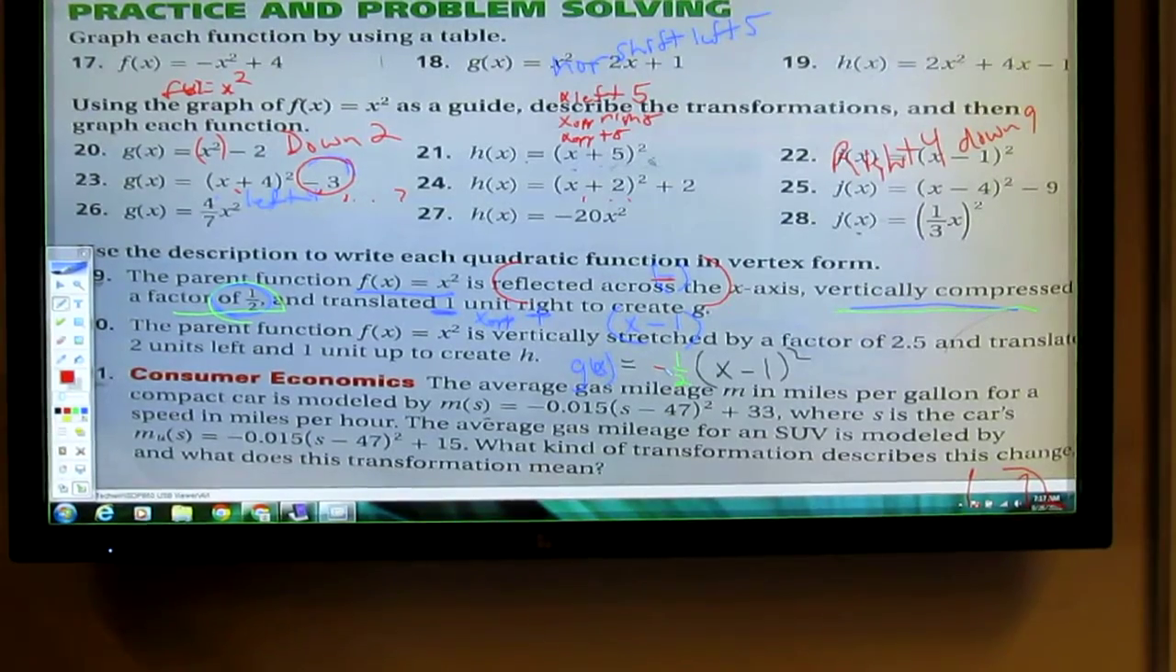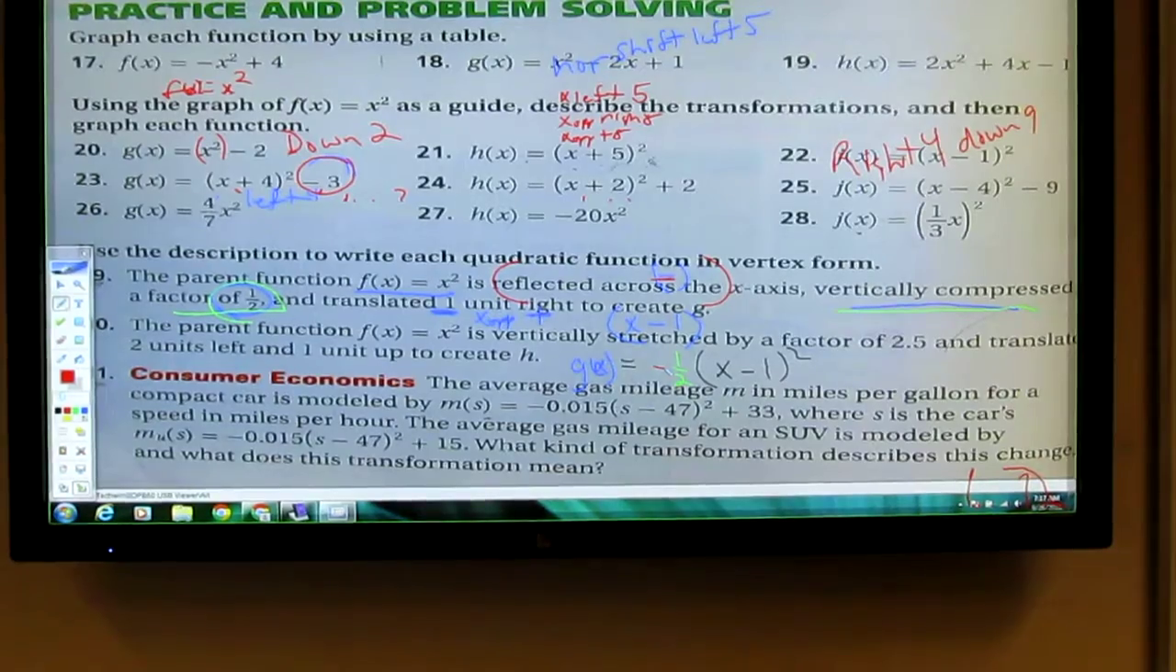Alright, then 31. Oh, I don't think I had to do 31. We're just going to 29. And that's it. That's the homework assignment.